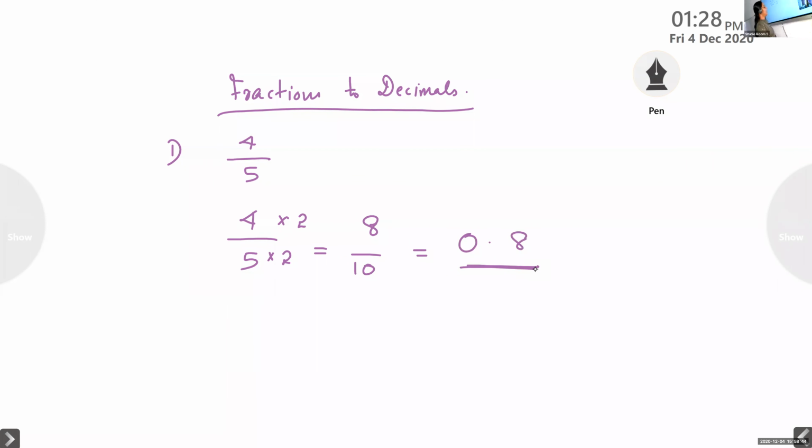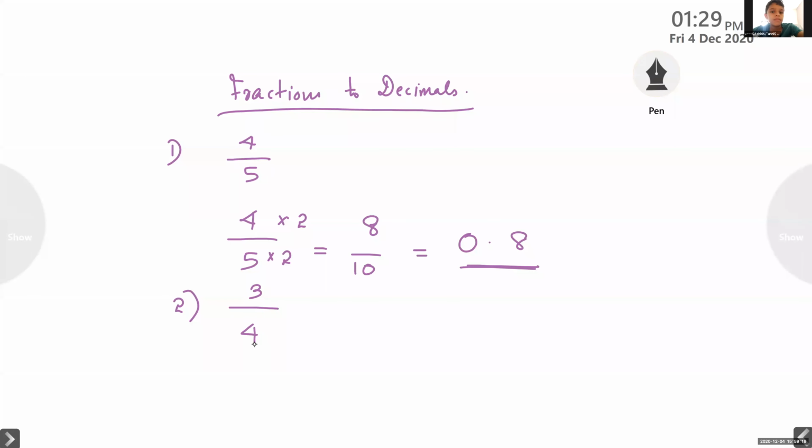Sometimes it will be a factor of 10, like 5, 2, like that. So it is easy to convert as 10. But some questions, it is not a factor of 10. Maybe it is like this, 3 by 4. So it is not possible to make that 4 as 10. So is it possible to make it as 100? Any number when you multiply, can you make it as 100?